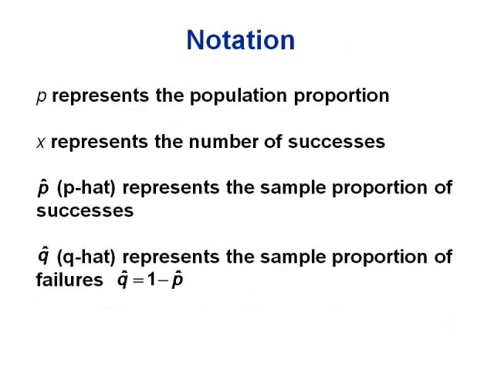A little bit of notation. We'll use P to represent the proportion or percentage for the entire population. X will be the number of successes. We've actually used that before with the binomials. And then we've got P hat, which is the proportion for a sample, and then Q hat, which is the opposite. It's the complement of that percentage. So if P hat is how many people do something, then Q hat is how many people don't.